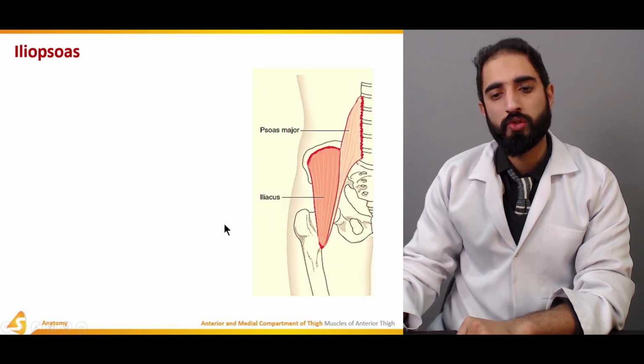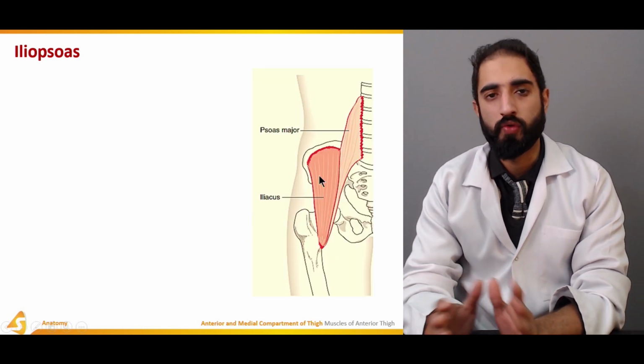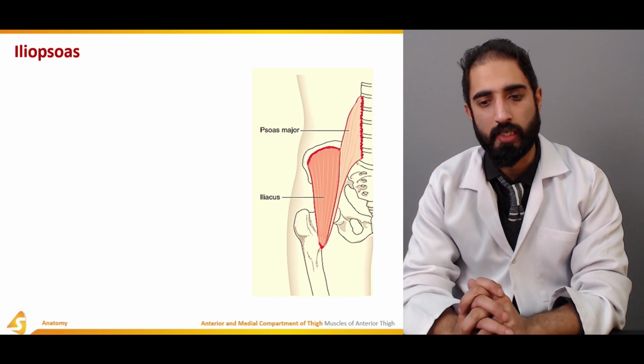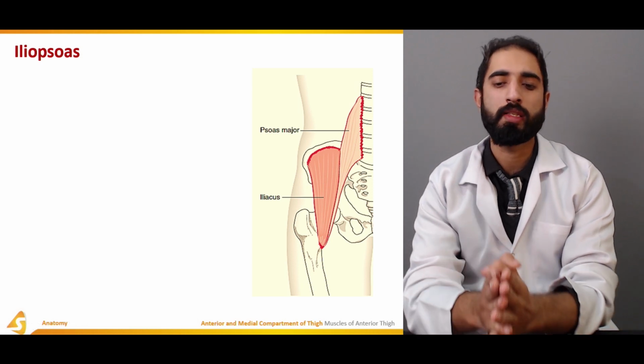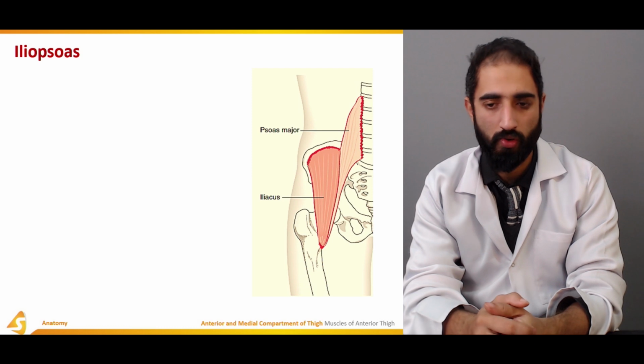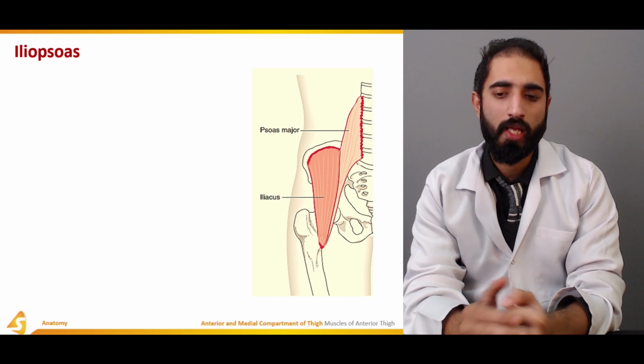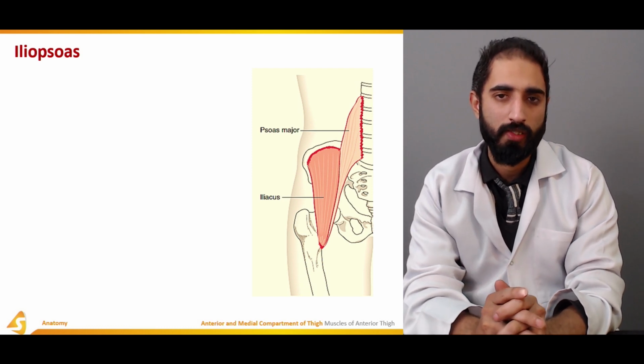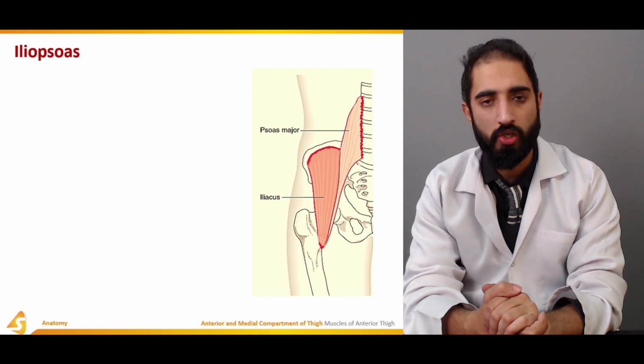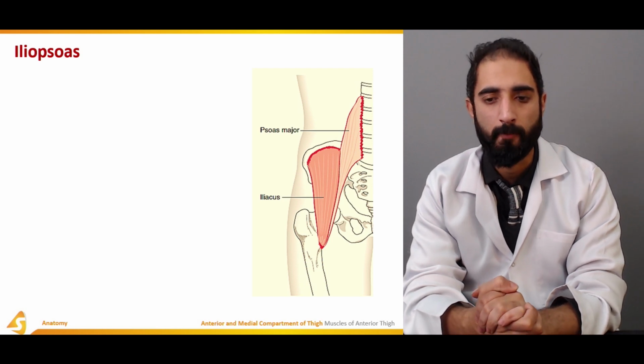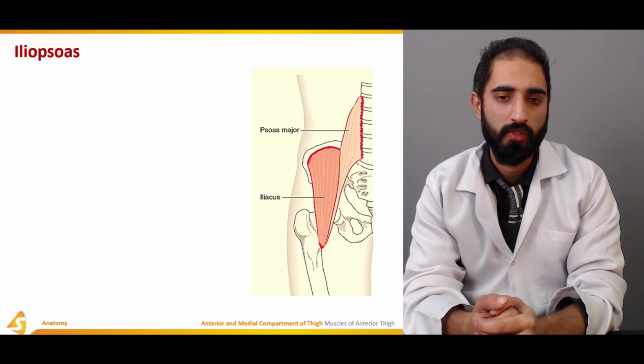So talking about the iliopsoas, as already mentioned, it is actually composed of two different muscles. One is the iliacus and one is the psoas, or you can also call it the psoas major. So iliacus and psoas major are actually two different muscles, but they have a common insertion or distal attachment site, but they have a different proximal attachment site.